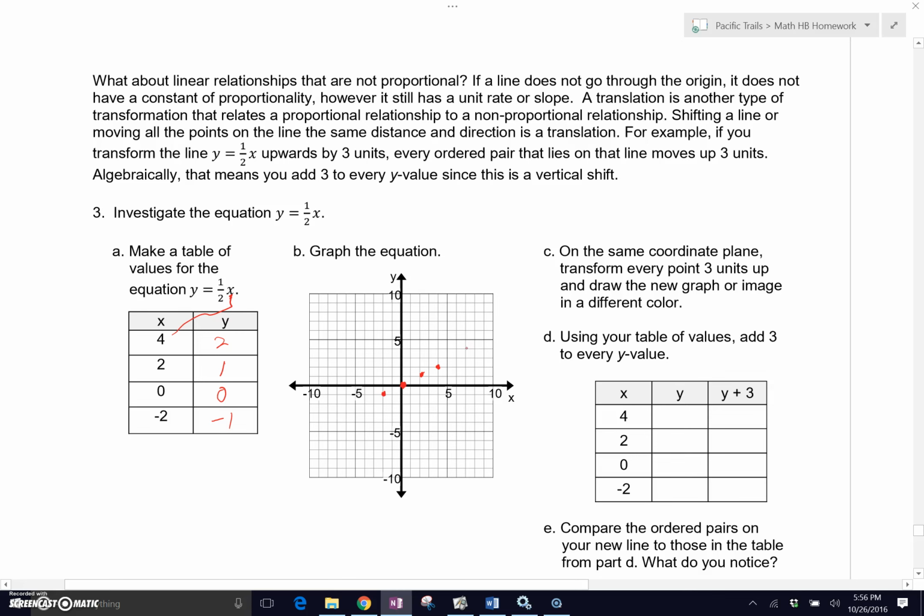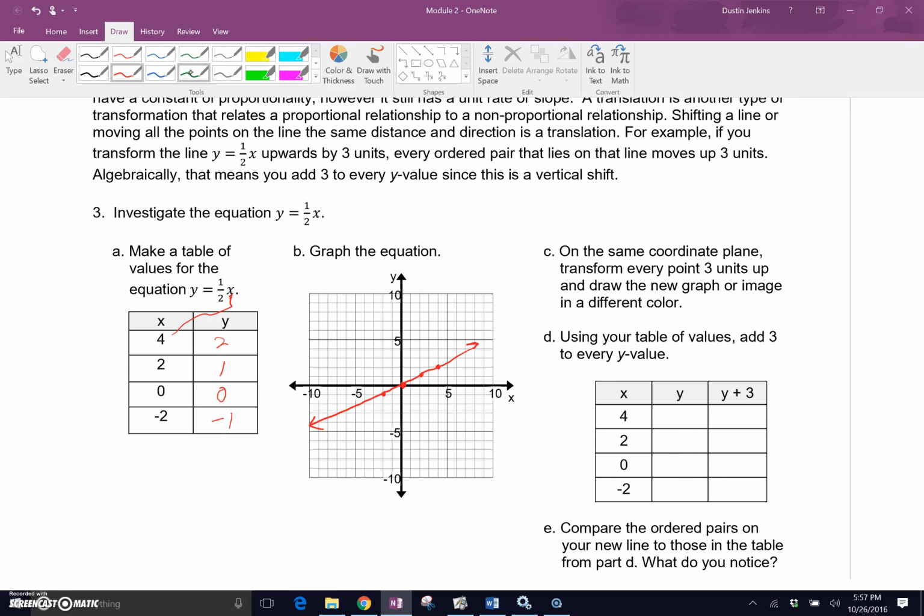So I want you to notice that I have a linear equation. I'll do my best to draw a straight line. And that's my first one. So now what we're going to do, on the same coordinate plane, is transform every point 3 units up and draw the new graph. So all I'm going to do now is, every time I see one of these points, I'm just going to go up 3.